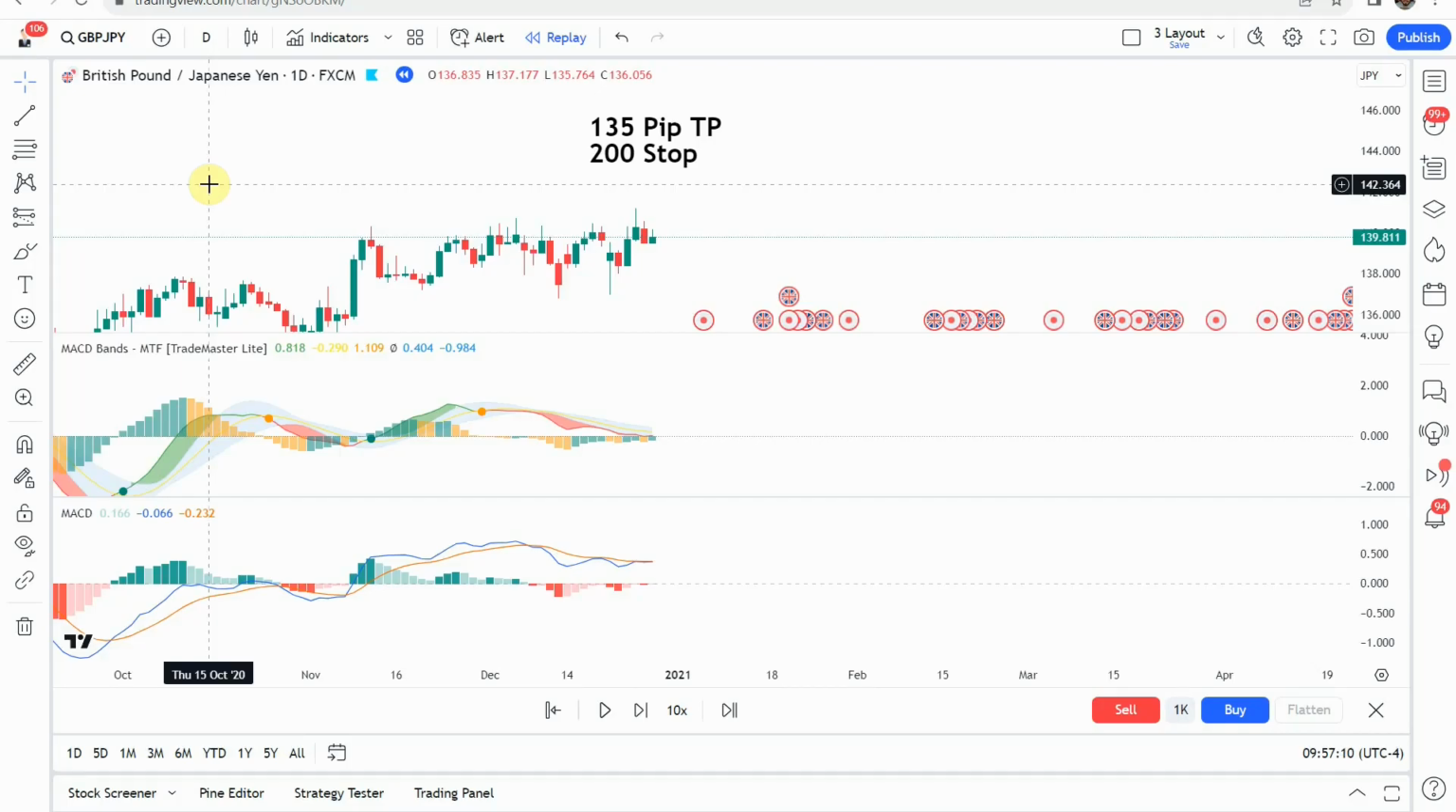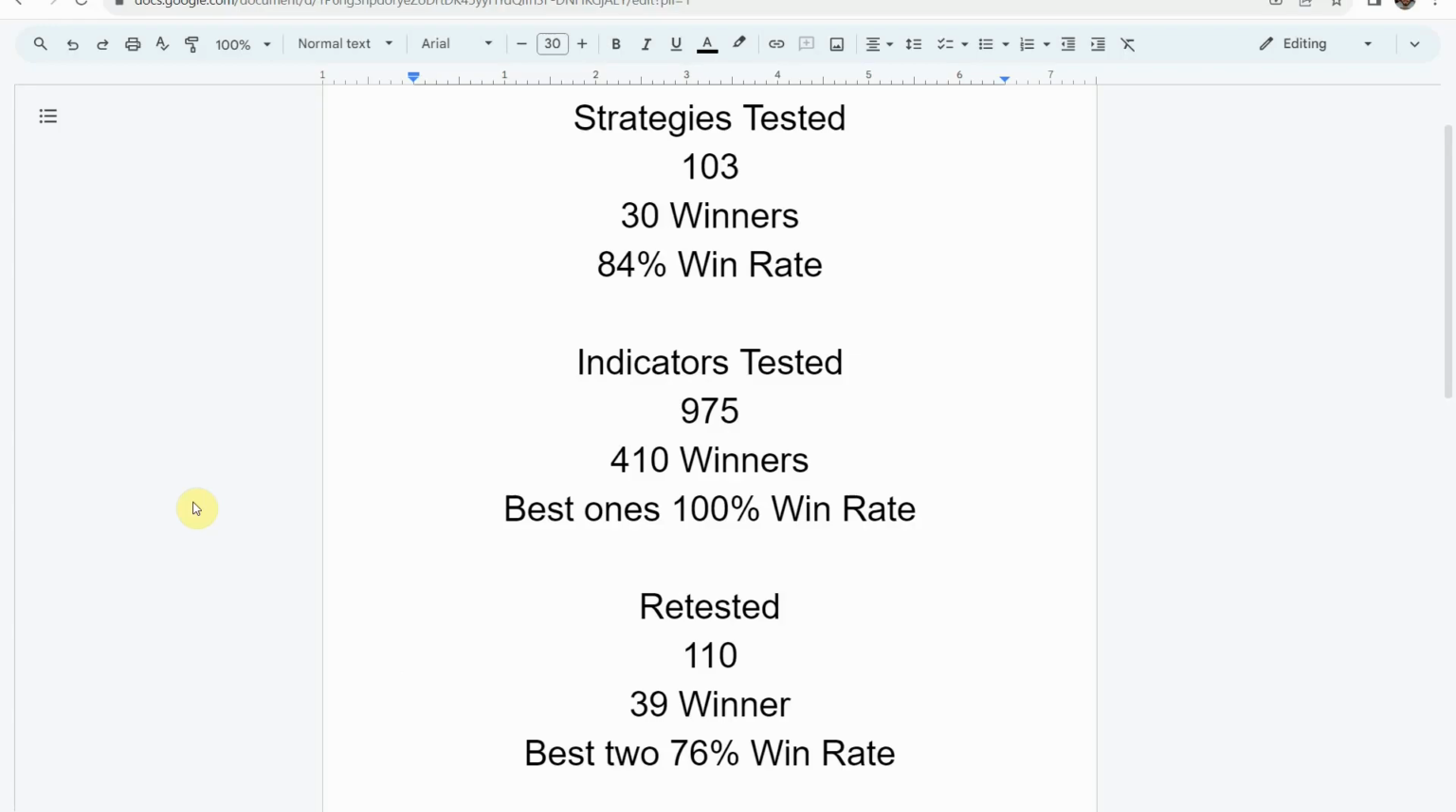Alright, as I said, today we will be testing the MACD bands multi-time frame indicator. Before we do though, I wanted to put the testing scoreboard up for everyone to see.